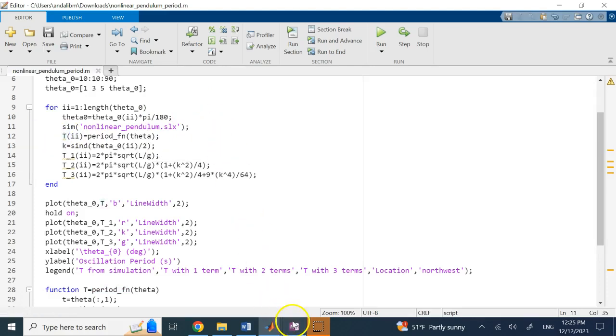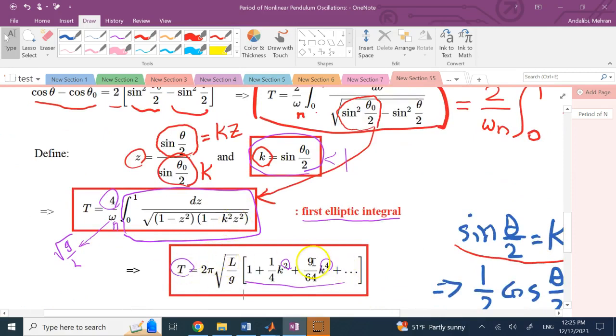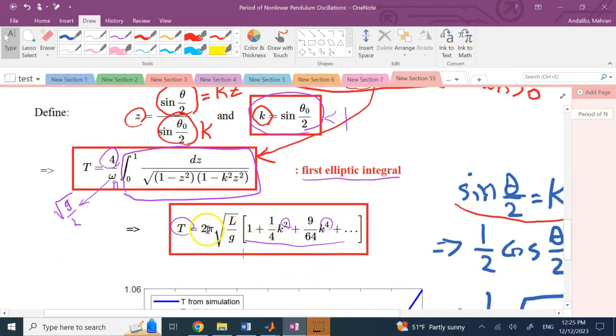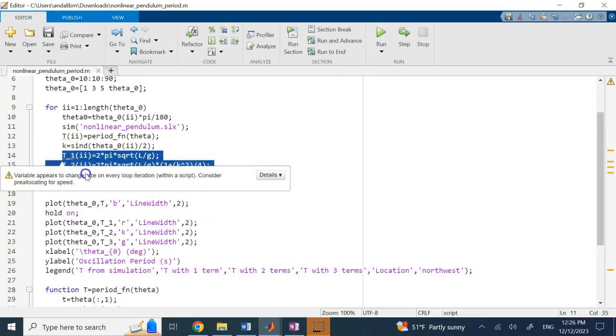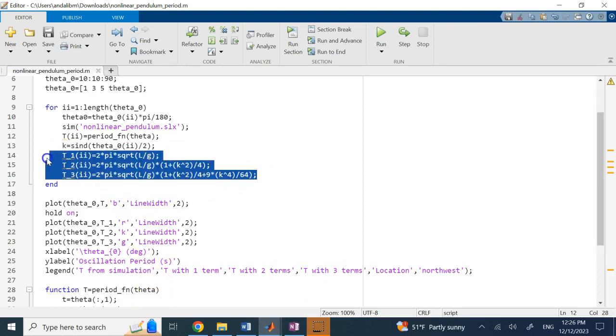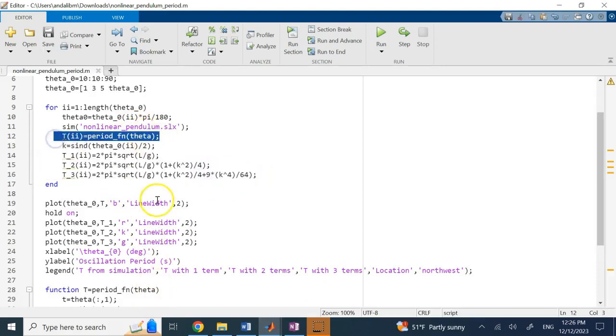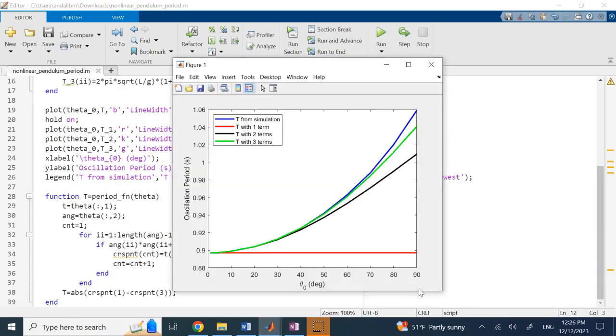I also calculate the value of this formula using only one term of the series, just one. Then I use two terms, 1 plus k squared over 4 times that, and then I use three terms, all 3 times that. I call them t underscore 1, 2, and 3, and my goal is to compare these approximations with the one I get from the simulation and see how they are different. And here is the result.